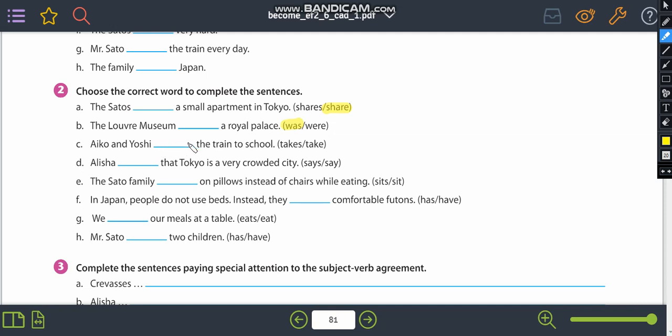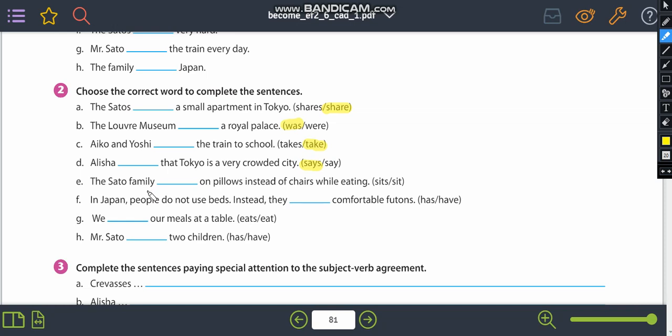Aiko and Yoshi, the train to school. Aiko and Yoshi, plural form, 2 different persons, right? My subject is Aiko and Yoshi. The train to school, so I can't use the S. Take the train to school. Alicia, third person, I can replace it to she. Alicia, that Tokyo is very crowded city. Alicia says that Tokyo is a very crowded city.